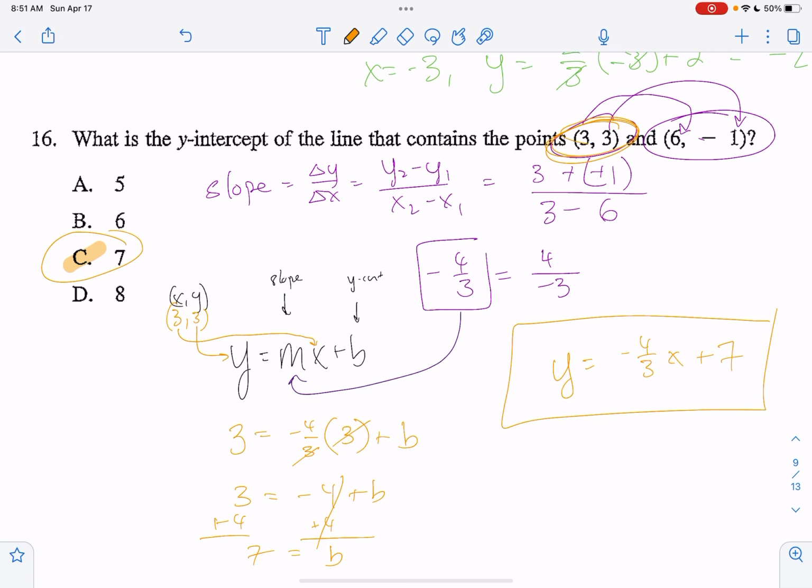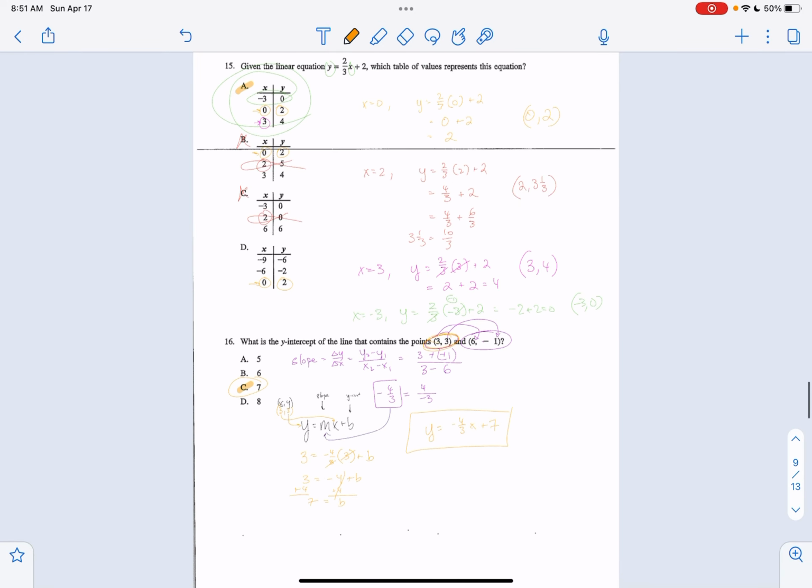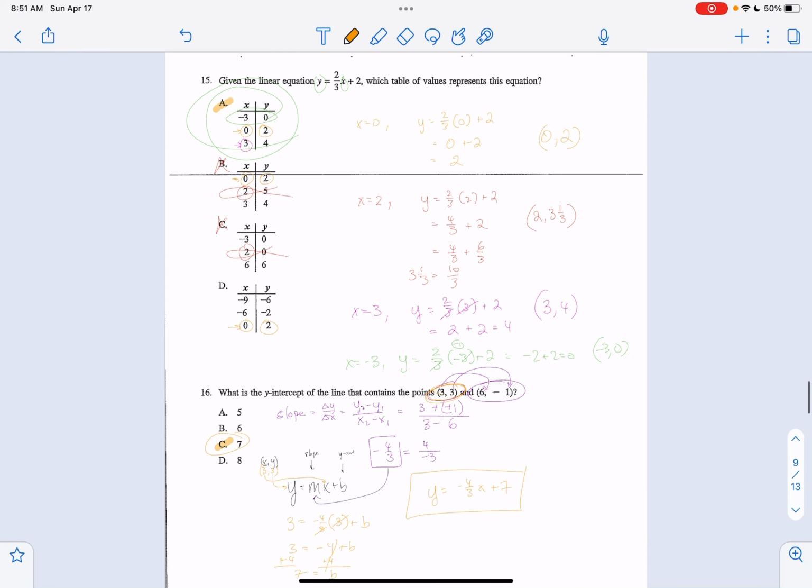So once you have this equation, you can solve for any point on this line. And here's the summary for this page.